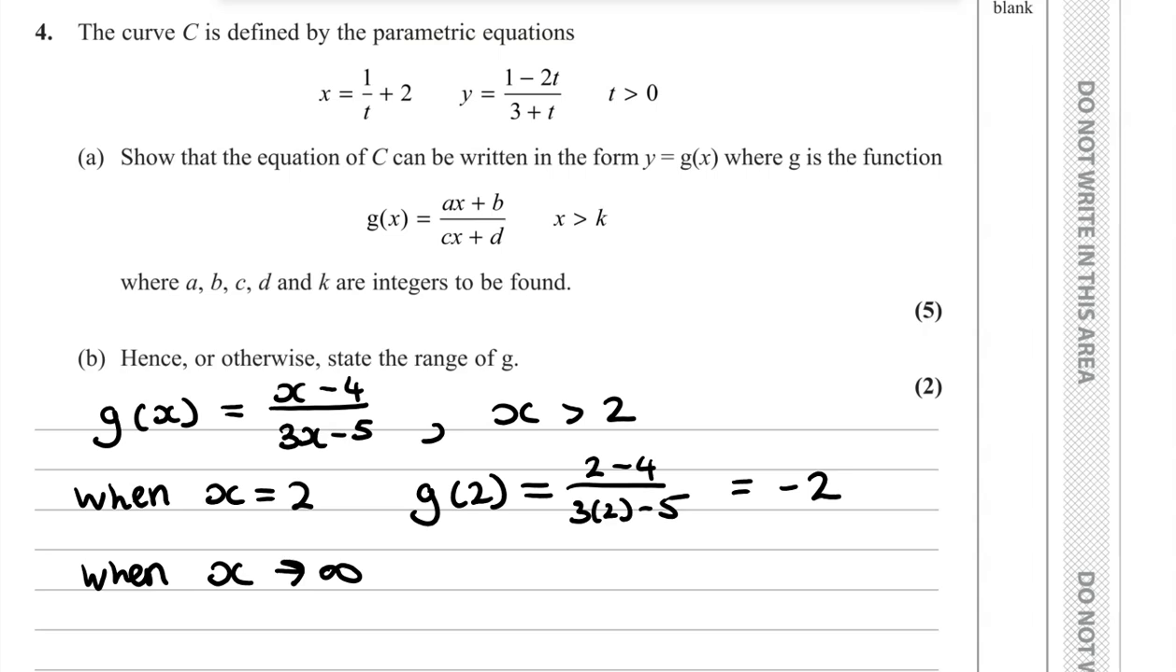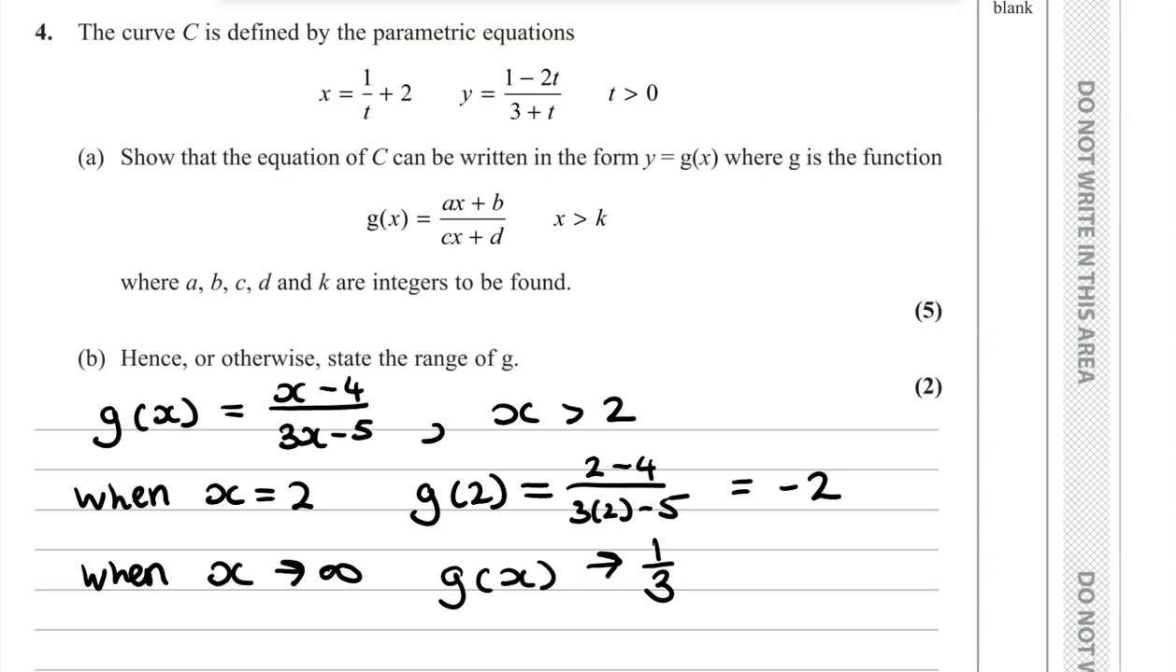So what happens is that when x tends to infinity here, when you plug this in to g of x, well, as x gets really, really big, the -4 and the -5 don't matter anymore. So this basically just tends to x divided by 3x. So the x's will cancel. So g of x will just tend to 1 over 3. So when you put in 2, you get -2. And as x gets really, really big, it will tend towards a third, okay?